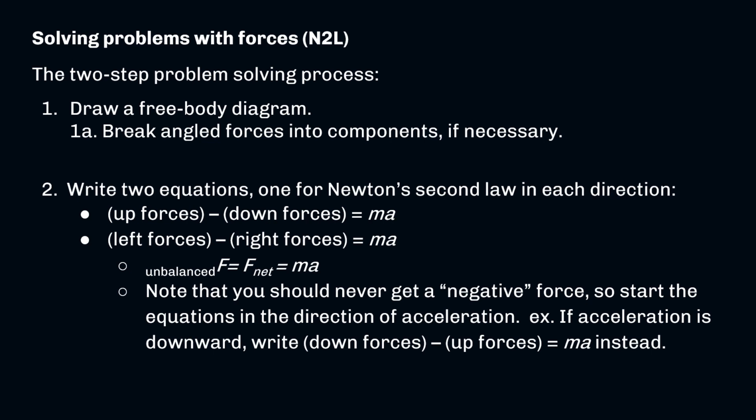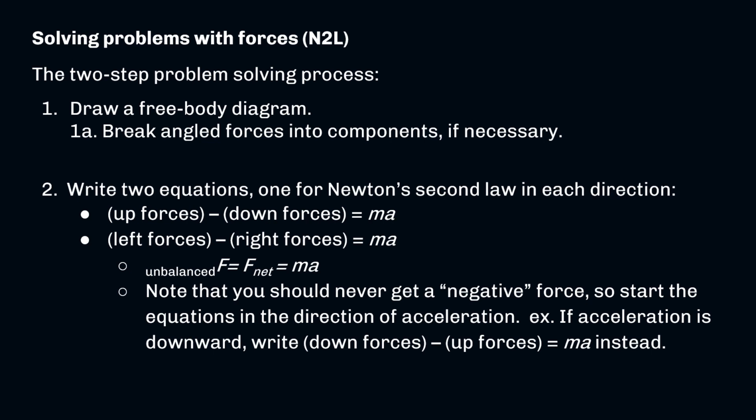You're going to write two equations, one for Newton's second law in each direction. So up forces minus down forces equal ma, left forces minus right forces equal ma. You don't need to create an equation in a direction that there is no acceleration in. So say that the object is not moving up or down, you don't need up minus down forces equal ma then. If you're only moving left or right and accelerating in that direction, then you'll just do left forces minus right forces equal to ma.